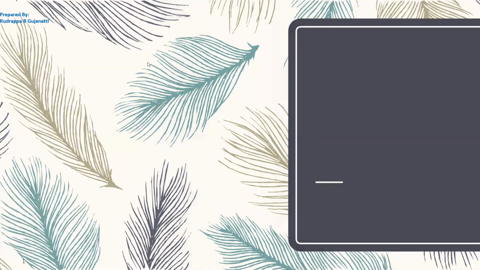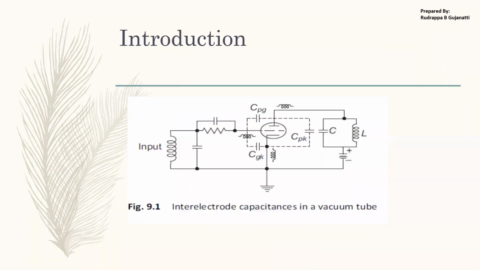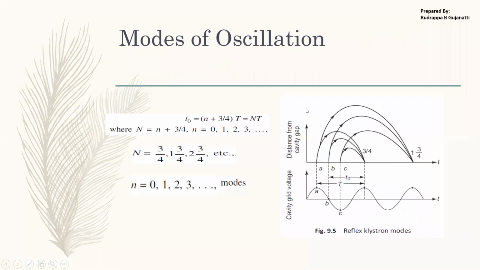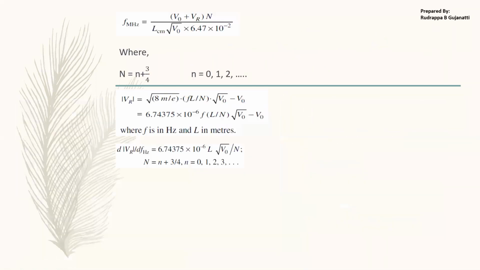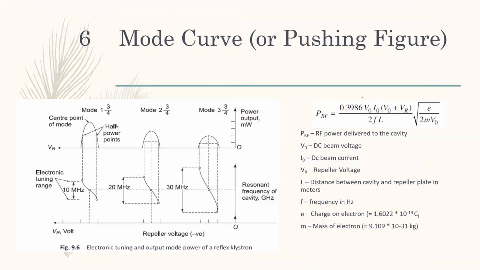So, in the previous session, we discussed the klystron and interelectrode capacitances in vacuum tubes, then the klystron, its mechanism and modes of oscillations, and we solved one of the problems, that is example 9.1, in which we discussed a few points. In order to estimate PRF max, that is the RF power which is being given by the cavity, it can be estimated using this equation, or we can refer to this equation and obtain the overall result.